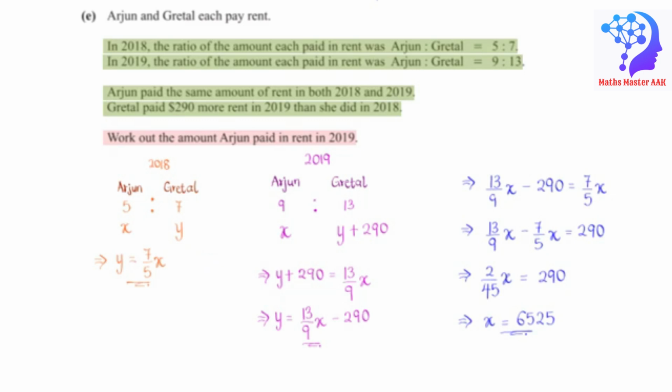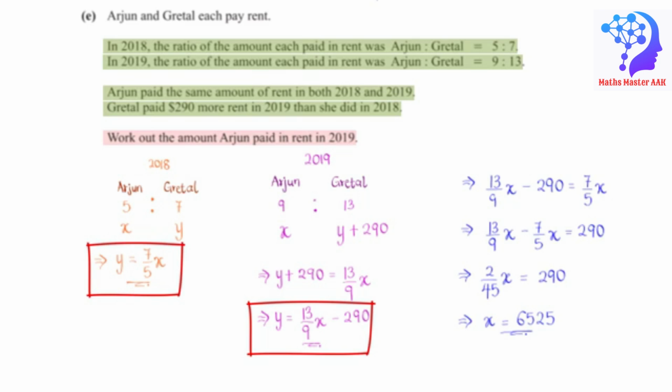For our second ratio, when we set up our equation, we have (Y plus 290) over 13 is equal to X over 9. And when we make Y plus 290 the subject, we have Y plus 290 is equal to 13 over 9 x. When we make Y the subject, we have 13 over 9 x minus 290. So we now have two equations to solve.